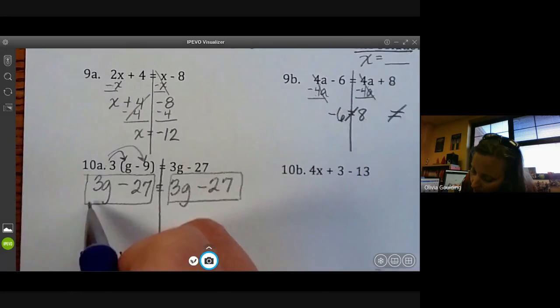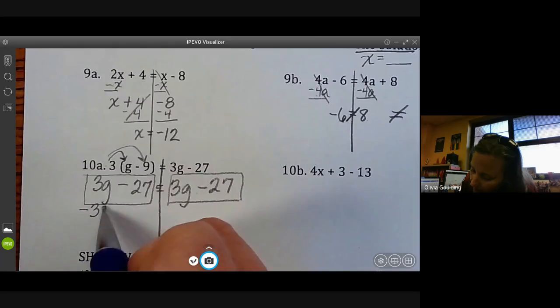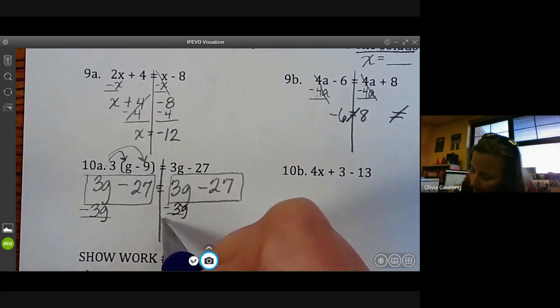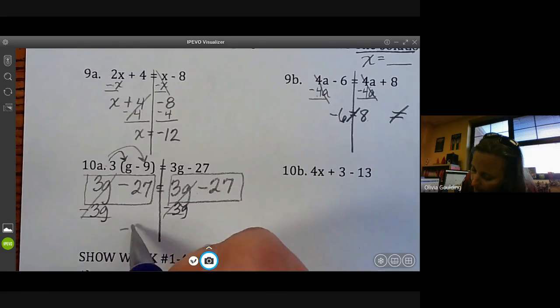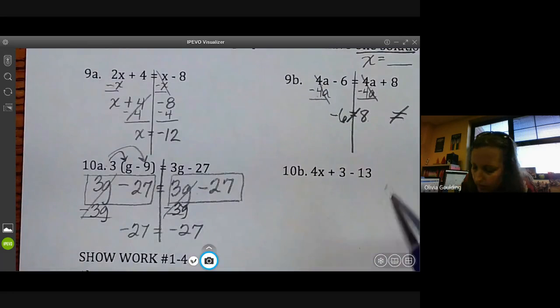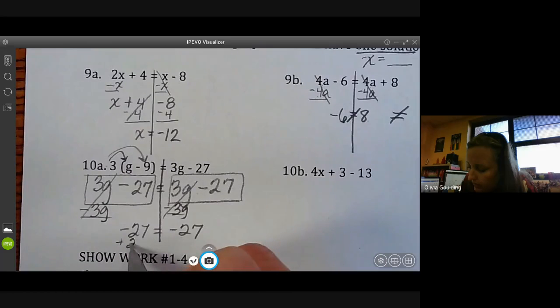So the way that you can also do this, if you want to work it all the way out, is subtract 3g. Those are 0, and I get negative 27 is equal to negative 27. That's true. I could add 27 to both sides.